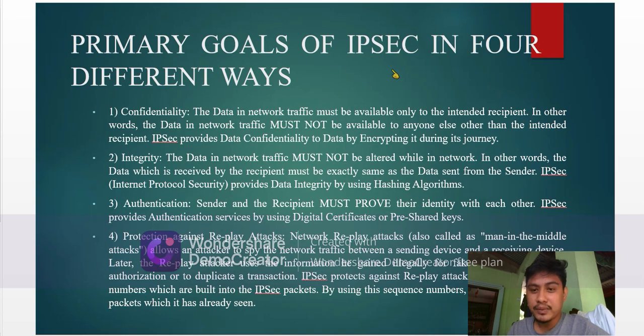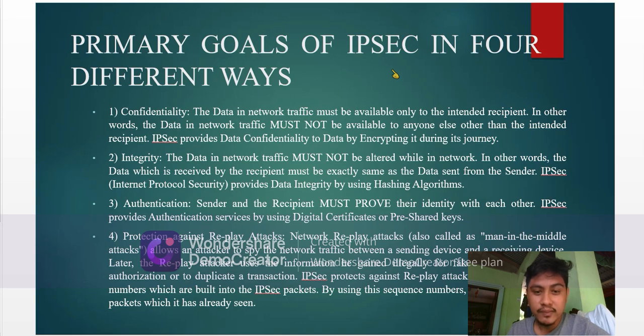Primary goals of IPsec in 4 different ways. Confidentiality: the data in network traffic must be available only to the intended recipient. In other words, the data in network traffic must not be available to anyone else other than the intended recipient. IPsec provides data confidentiality by encrypting it during its journey.